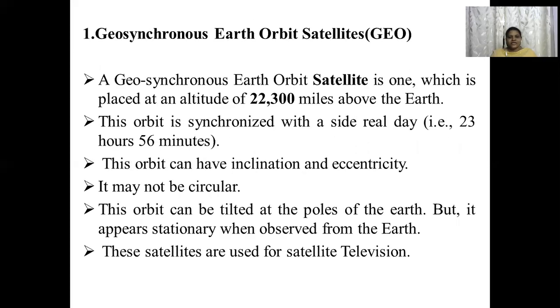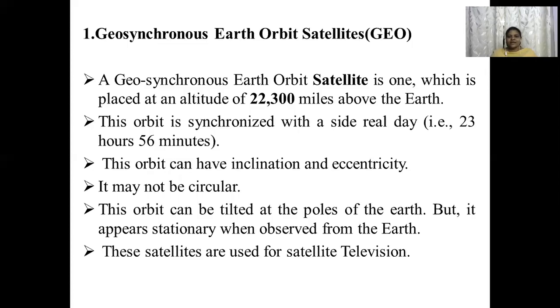So what is meant by GEO? GEO is nothing but geosynchronous Earth orbit satellite. So what is this geosynchronous Earth orbit satellite? It is an orbit which is placed at an altitude of 22,300 miles above the Earth. This orbit is synchronized with a sidereal day. A sidereal day is 23 hours 56 minutes. And this orbit can have inclination as well as eccentricity.